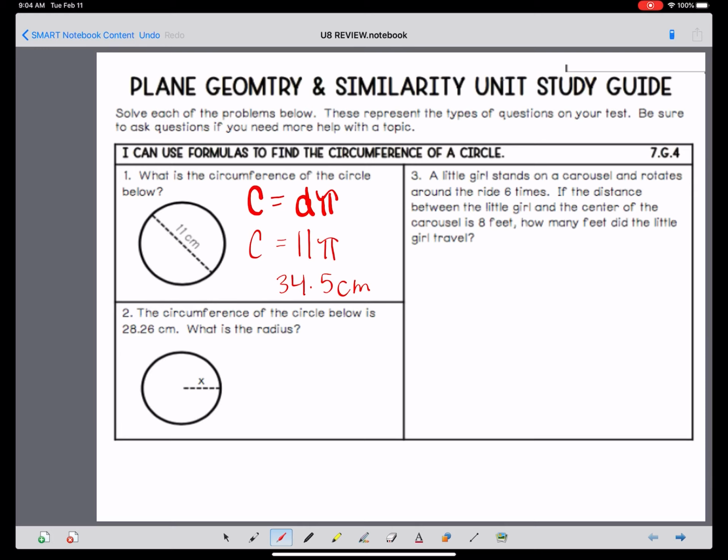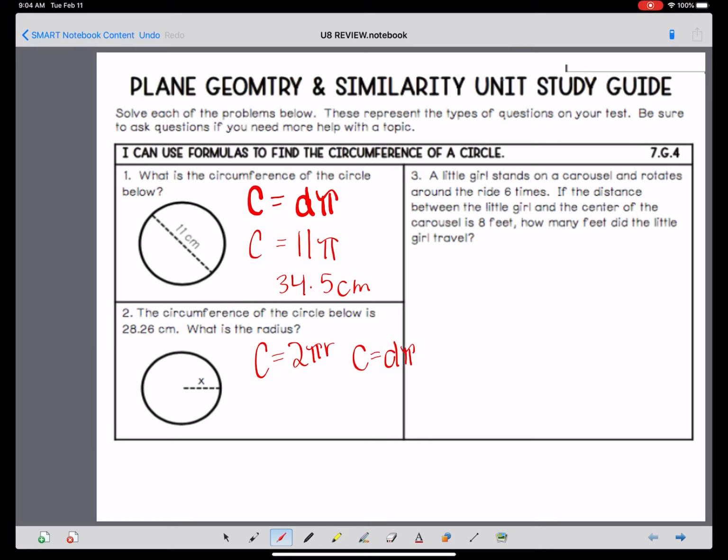If you do not have a calculator, I suggest you get one so that you can follow along with this. Question number 2 says, the circumference of the circle below is 28.26 centimeters. What's the radius? Well, we do have an equation that we can use with circumference. We might just have to solve it a little bit differently. If you would like, you could use circumference is equal to 2 pi times the radius, or you could use circumference is equal to the diameter times pi. Just know that you have to cut your diameter in half.